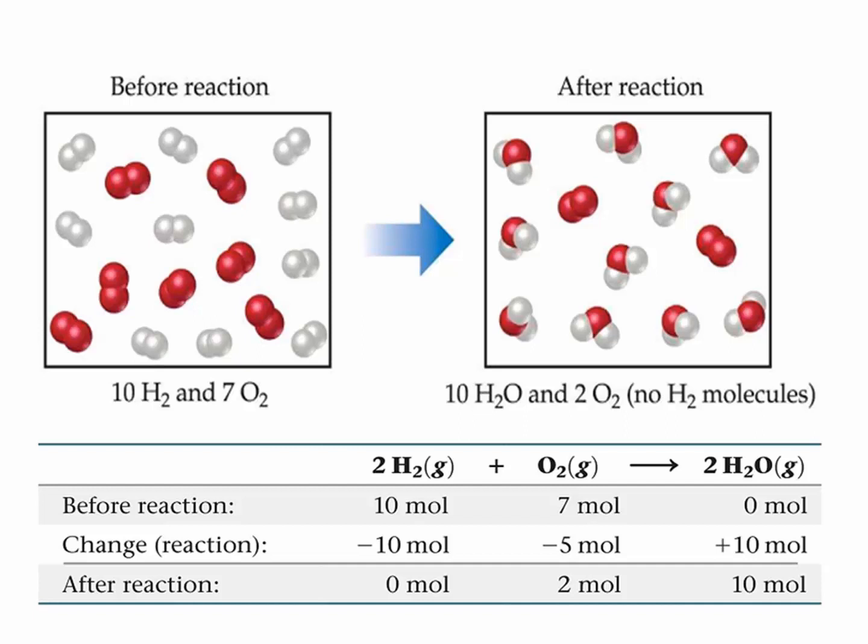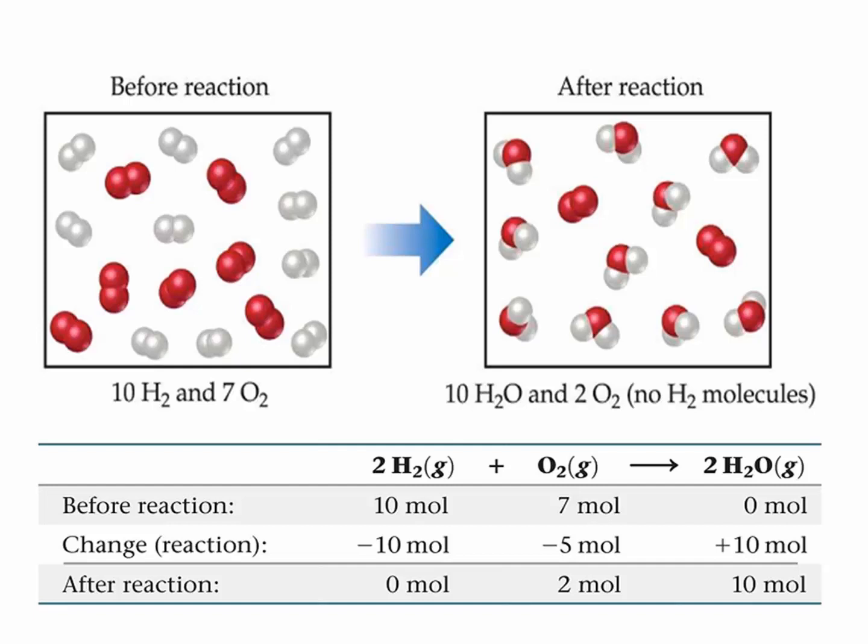So each 2 hydrogen atoms will combine with 1 oxygen atom to form water. So here you have the result is formation of 10 water molecules, and 2 O2 remains, but no H2 molecules remain. So before the reaction, you start with 10 mole of this, 7 mole of this, and 0 mole of water.